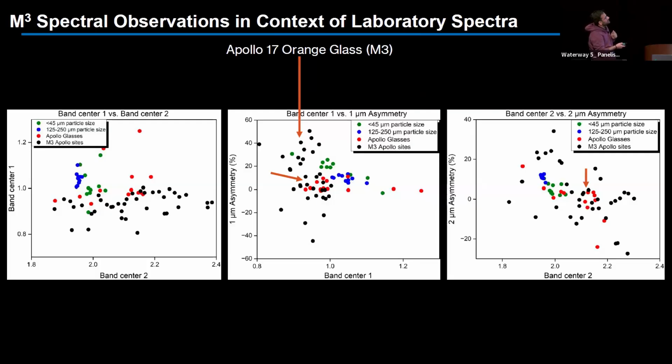Also here you can see some similarity between Apollo glasses and an M-cube Apollo site. The 1 micron band symmetricity ranges up to 60%, and the 2 micron 40%, which is consistent with the 2 micron band being flat in actual Apollo glasses.